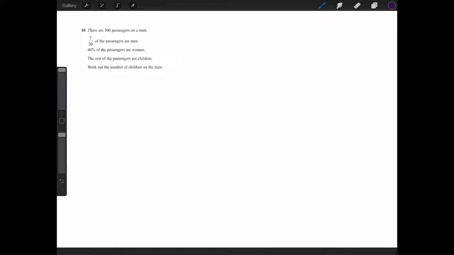Okay, so this is a foundation question, and it's very typical of the kind of multi-stage questions that you get an awful lot of nowadays. So let's look at what the question's asking us. It says, there are 500 passengers on a train. 7/20ths of the passengers are men, 40% of the passengers are women, and the rest of the passengers are children. Work out the number of children on the train.